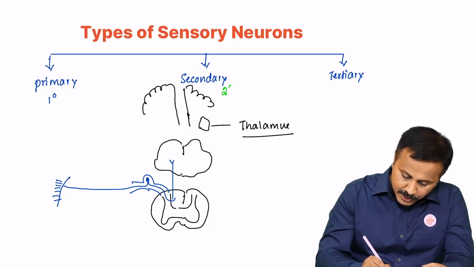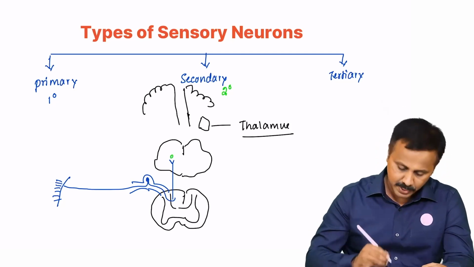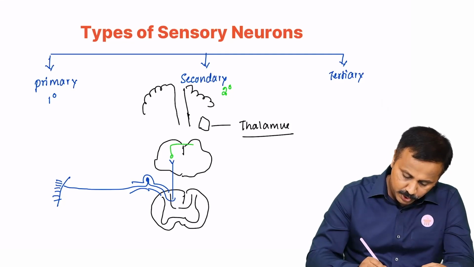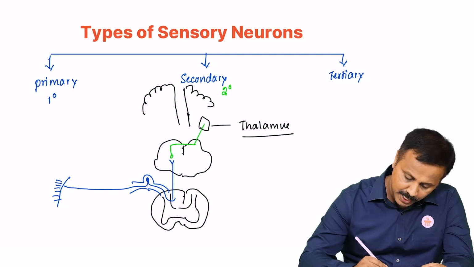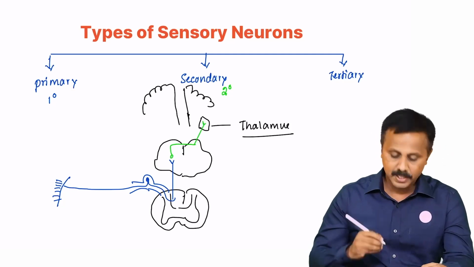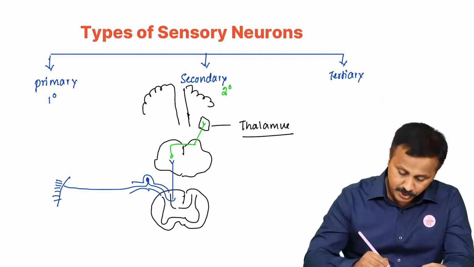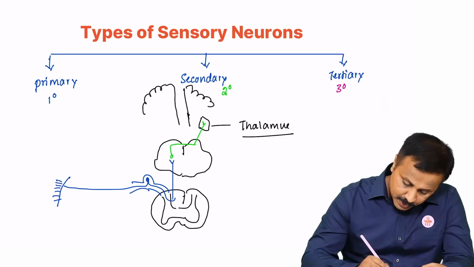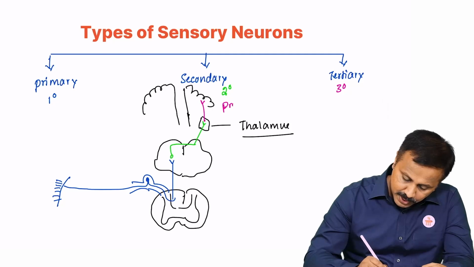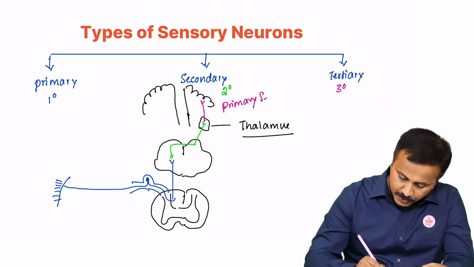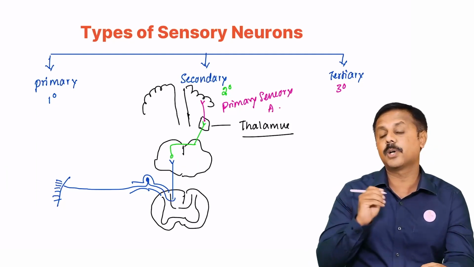From first order neuron begins the second order neuron. The second order neuron begins from the brainstem. Let's say it passes on to the opposite side or on the same side, ascends till it reaches the thalamus, and in the thalamus it terminates. This is what we refer to as second order neurons. And from the second order neurons, the third order neurons begin. The third order neurons begin from the thalamus and end in the primary somatosensory area. This is referred to as the third order neuron.